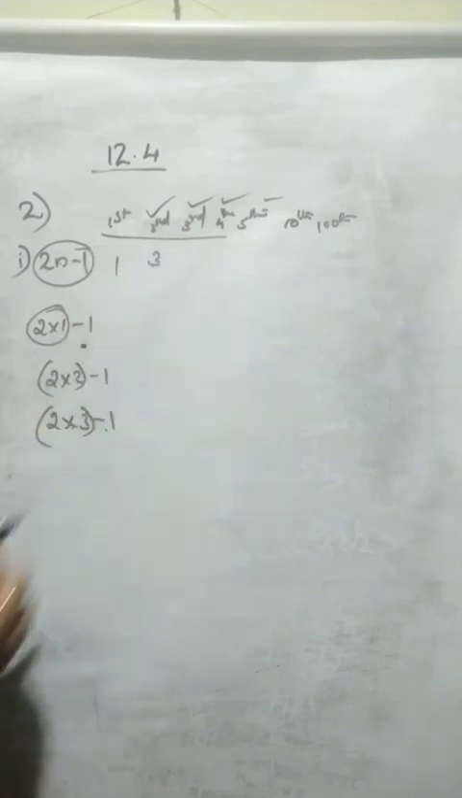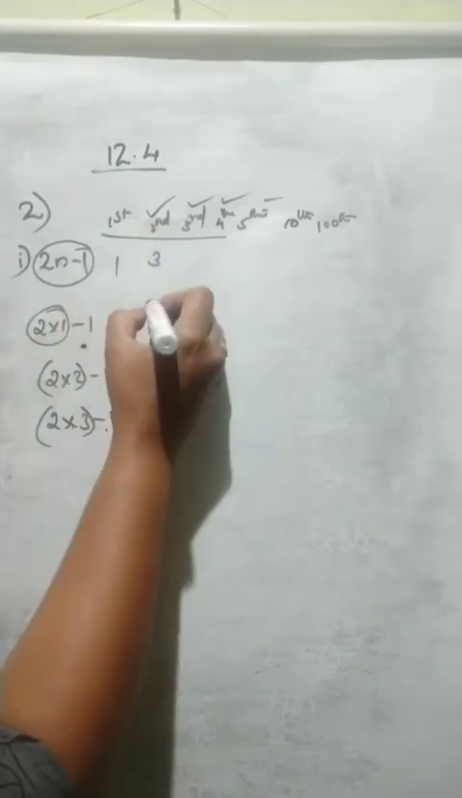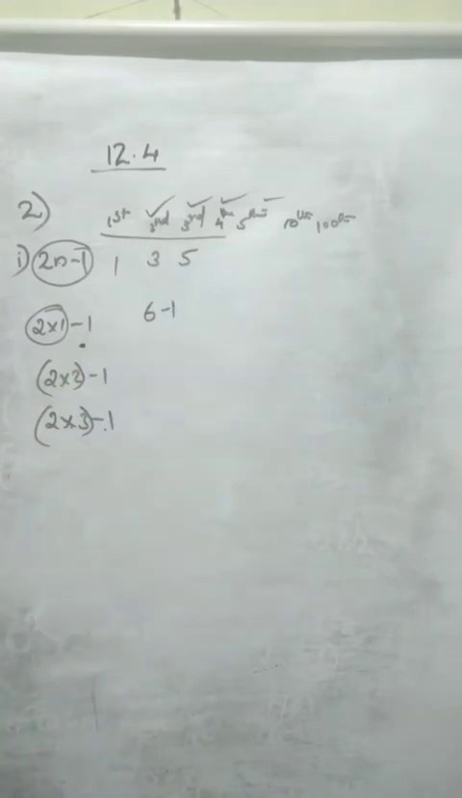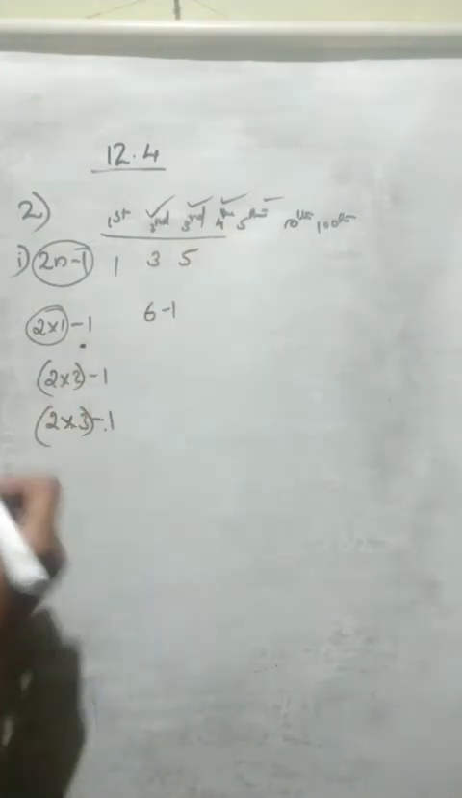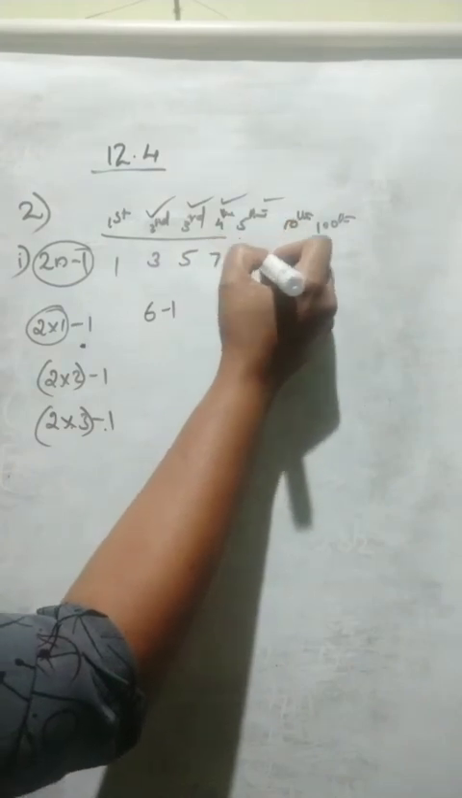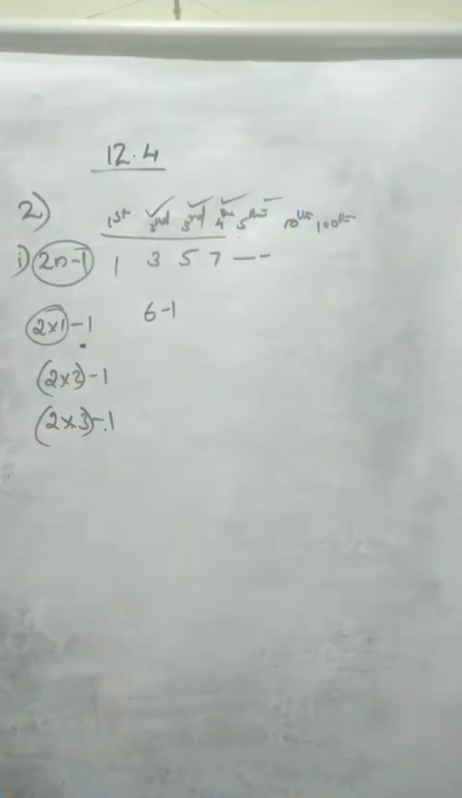2 times 3, that is 6. 6 minus 1 is equal to 5. Next term, 2 4s are 8. 8 minus 1, 7. Now we have to find out the fifth term. This is the question. So how can we find out?